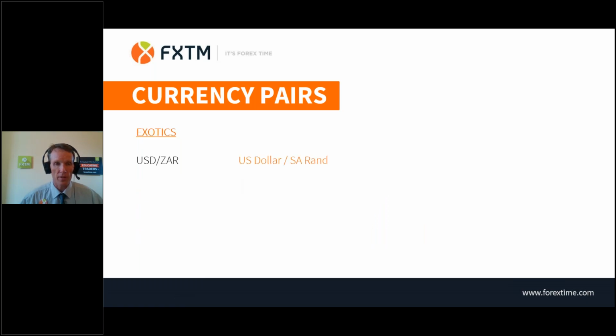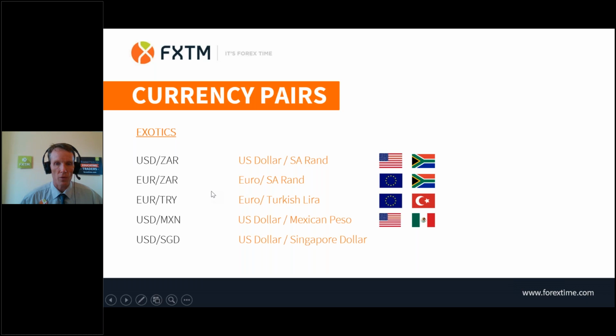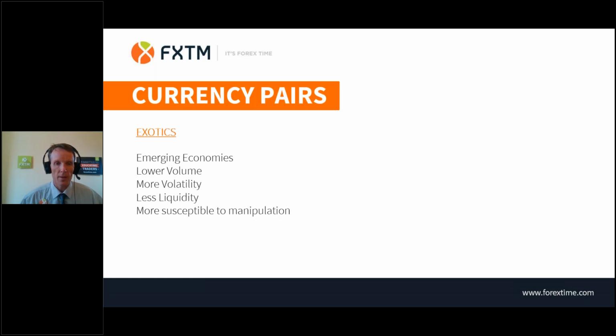Right, the other ones are the exotics. Now those are smaller emerging economies, so their impact on the world economy is not as drastic as the majors and the crosses. I'm just going to show you some. You've got the USD South African Rand, Euro South African Rand, Euro Turkish Lira, and so forth. There are lots of them. Okay, the exotics, emerging economies: lower volumes, less liquidity. Be careful. More susceptible to manipulation.